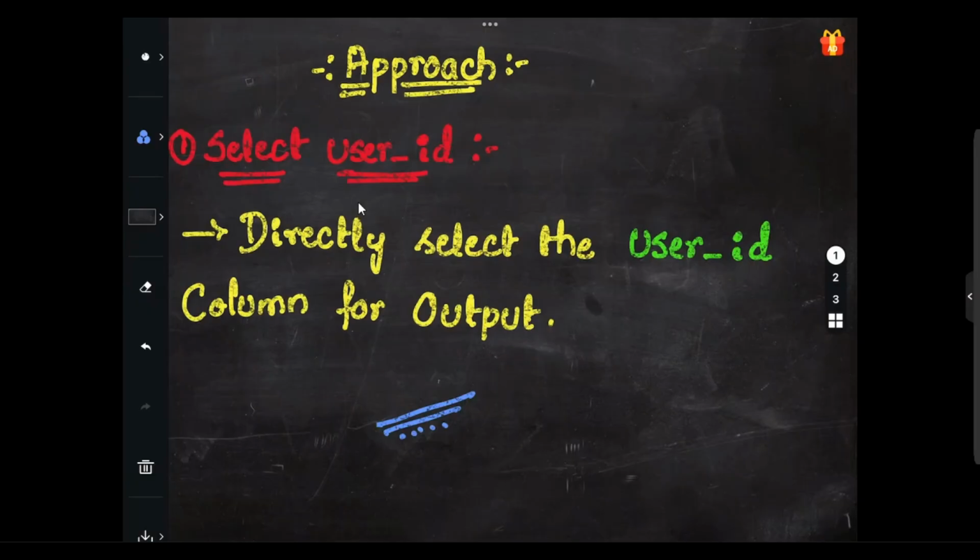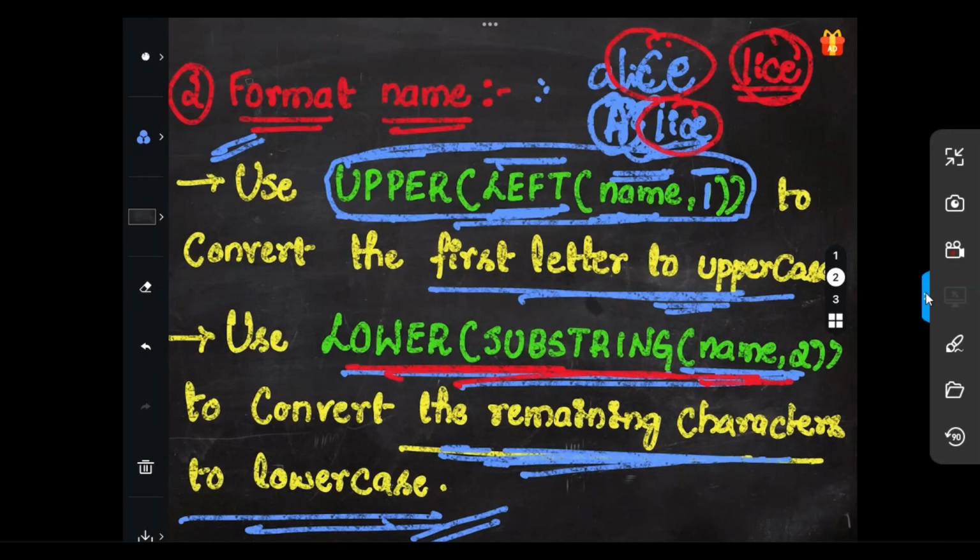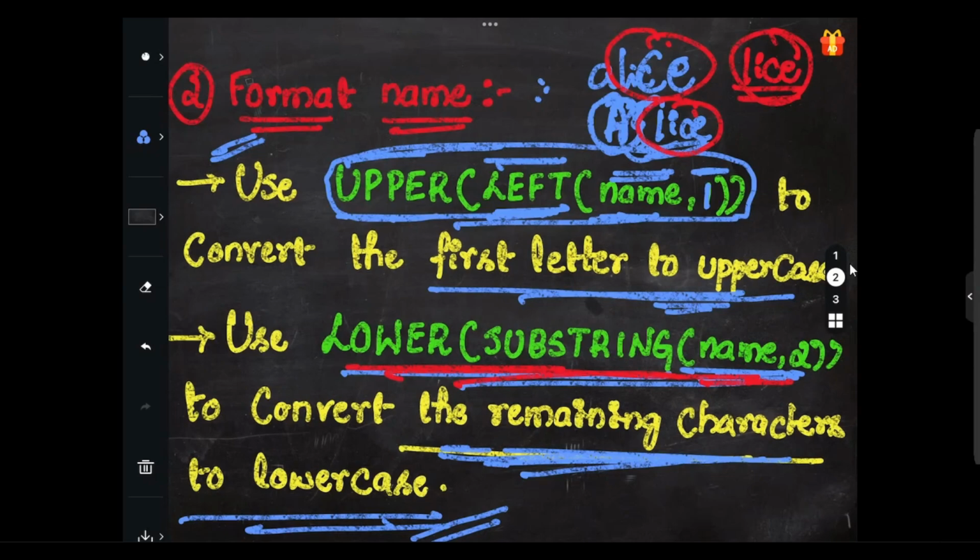This is a very important step. So basically this is what we will be doing. I hope this is completely clear. Sorry, this didn't show page 2 at all, so I was just explaining, and I'll just explain here. So we will be making use of the upper left of name comma 1, just to convert the first letter to uppercase. We have already discussed this one. So we'll be making use of lower substring name comma 2.